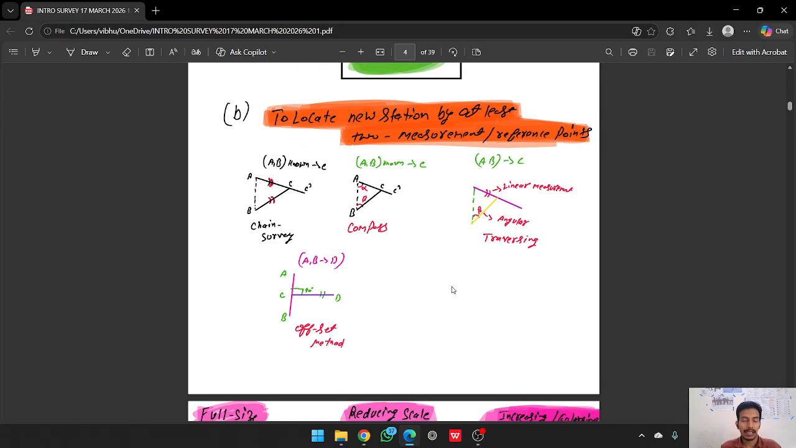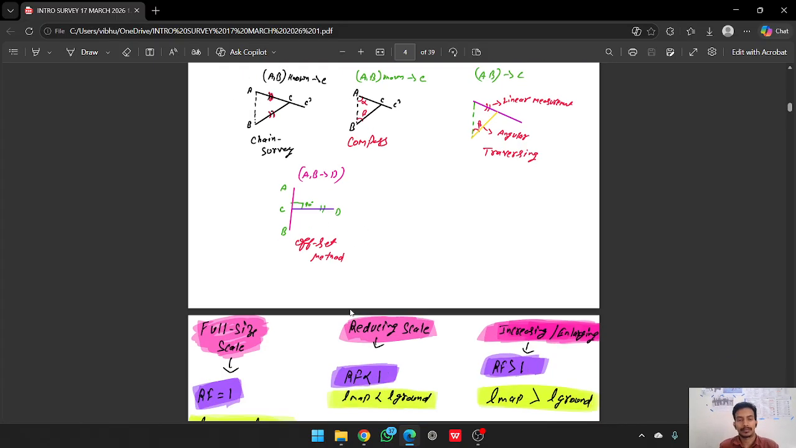Traversing. Okay. And there is also an offset. Like we know A and B, but we also have to find the distance D. From C, if a perpendicular offset is given, then we will get D. So this is known as the offset method.